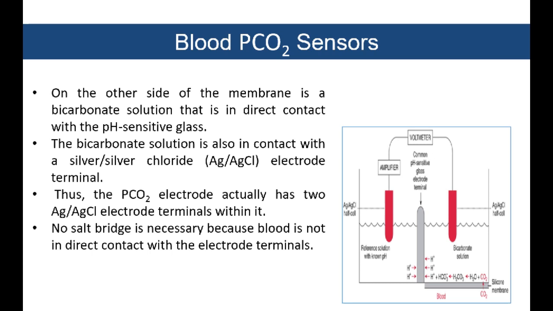At the top we have the voltmeter, which takes the reading from both half cells. On the left side we can see the amplifier to amplify the signal. As per the change in the concentration and the change in the level of CO2, you can clearly see the change and the presence of PCO2 in that solution, which is then measured with the help of this device.